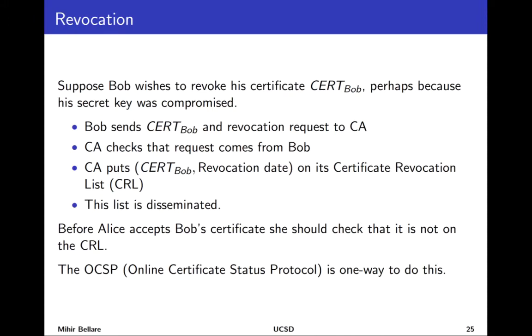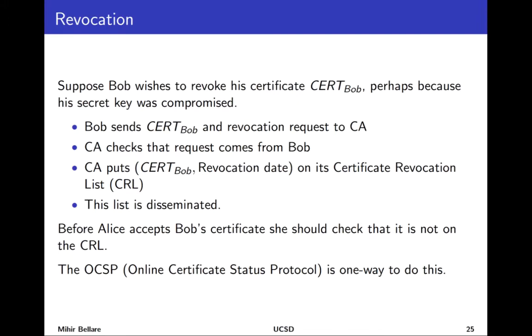One of them is revocation. Often, at some point, Bob, having legitimately obtained some certificate, wants to revoke it. Perhaps his secret key was compromised, perhaps something else happened. So at that point, what does Bob do? Well, his certificate is all over the place, potentially by now. So he will send a cert, his cert, and a revocation request to the CA. The CA can check that the request came from Bob, and if that's legitimate, then it wants to revoke it.